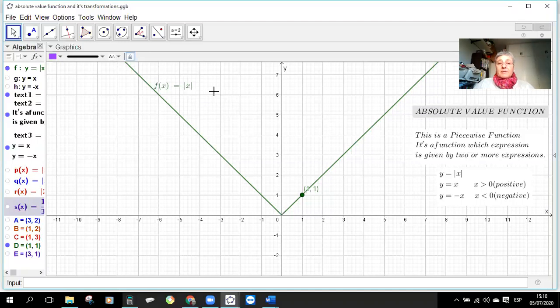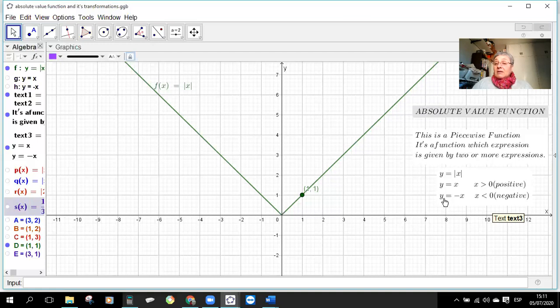The definition of this function is given by two different rules. If the value of X is positive, the absolute value of X is also X. For example, the absolute value of 2 is 2 because 2 is positive. On the other hand, if the value of X is negative, the distance a number has is always positive. Therefore, for example, the absolute value of -5 will be 5 because -5 is 5 units away from 0.